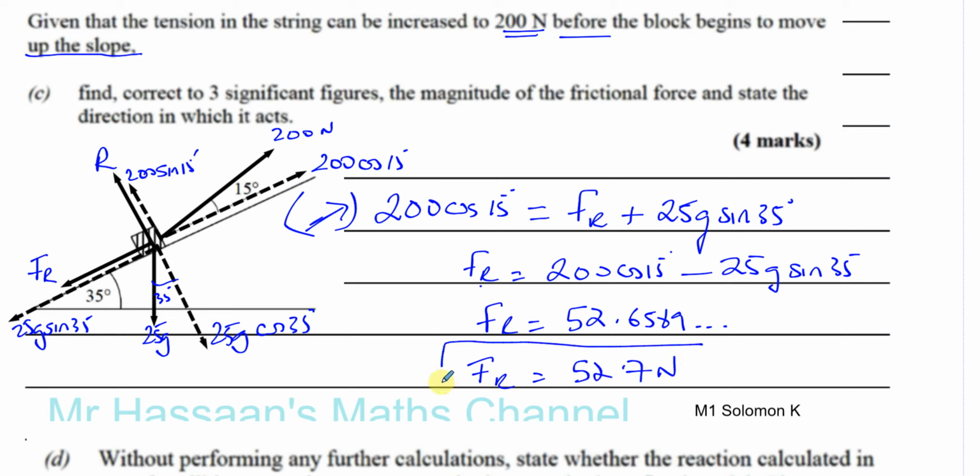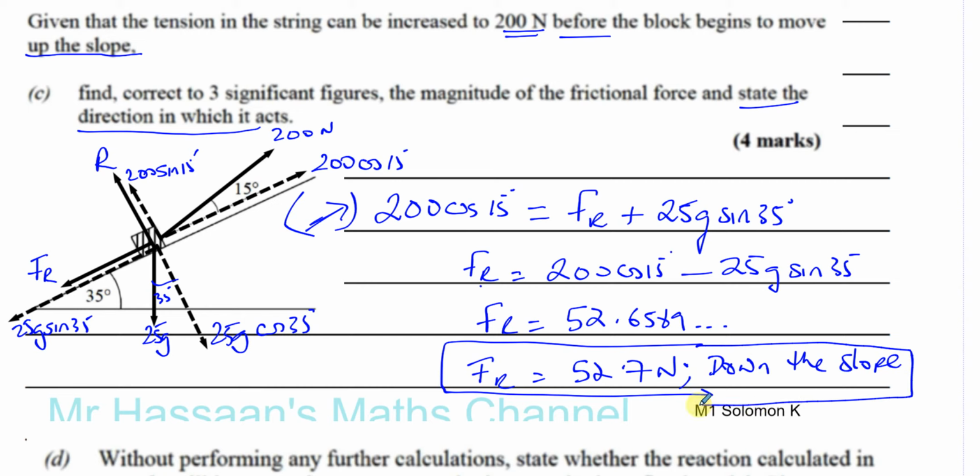And then it also asks us something else, and you've got to be very careful not to miss it out. It says, and state the direction in which it acts. Of course we've shown it in the diagram here that it's acting down, but we should mention it here as well. It's acting down the slope. Not up the slope, down the slope. So there we have the answer to part C.